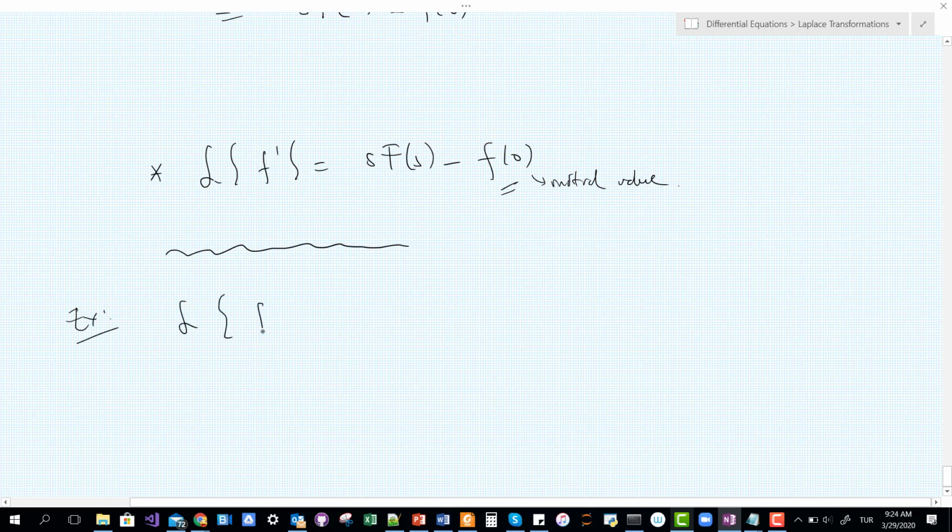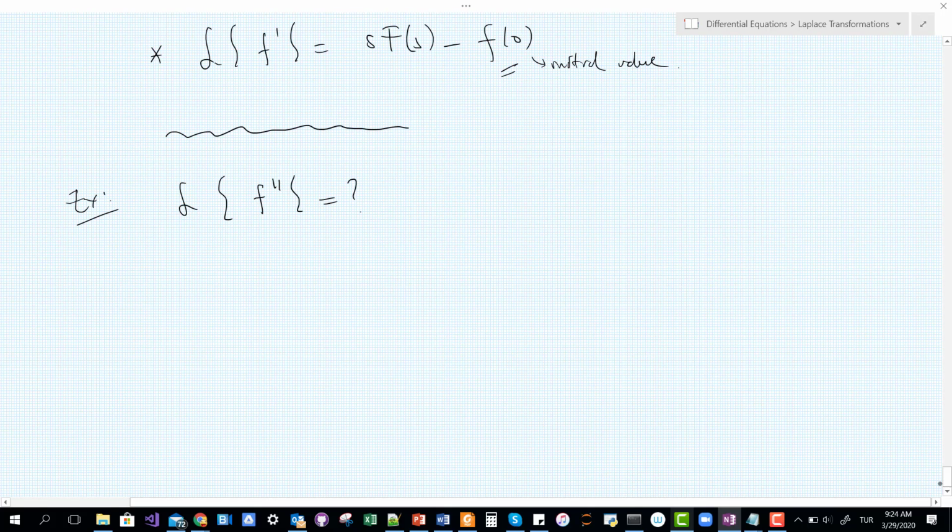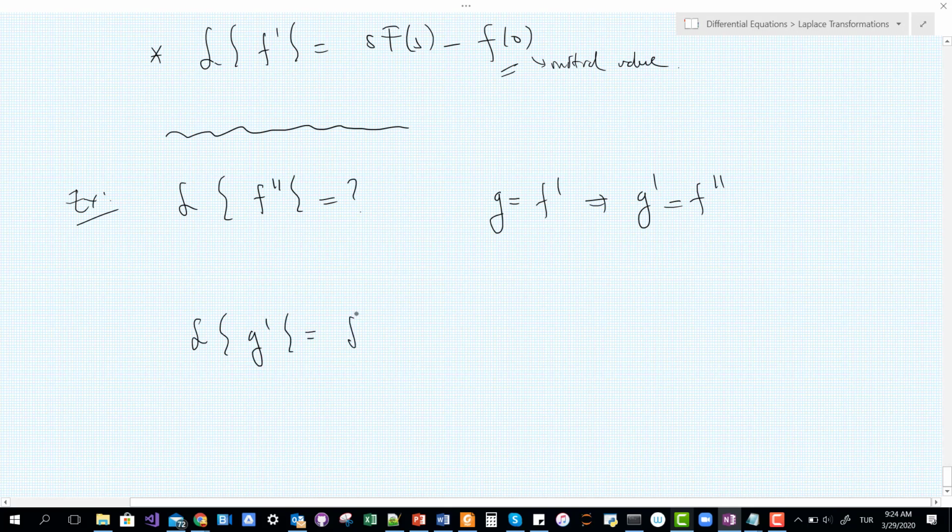Another question after solving this one. So now, can I ask this one, guys? What is the Laplace of the f second prime? After solving the Laplace of f prime, I think I can find a way to take the Laplace of f second prime. Please think about it a minute before we start learning this part. If I assume g is equal to f prime, then look, g prime would be equal to f second prime. So instead of taking the Laplace of f second prime, I can go this way.